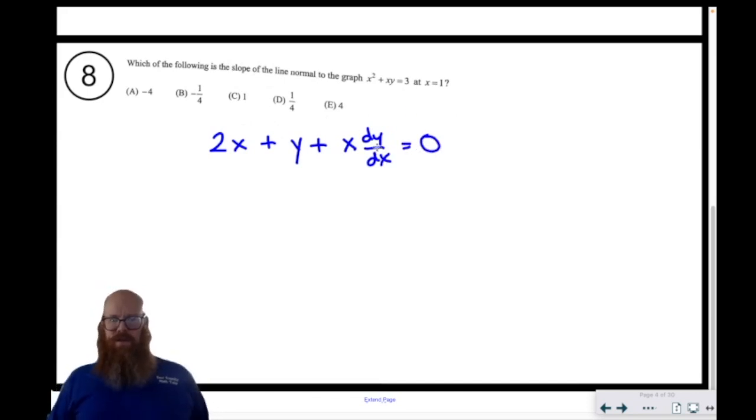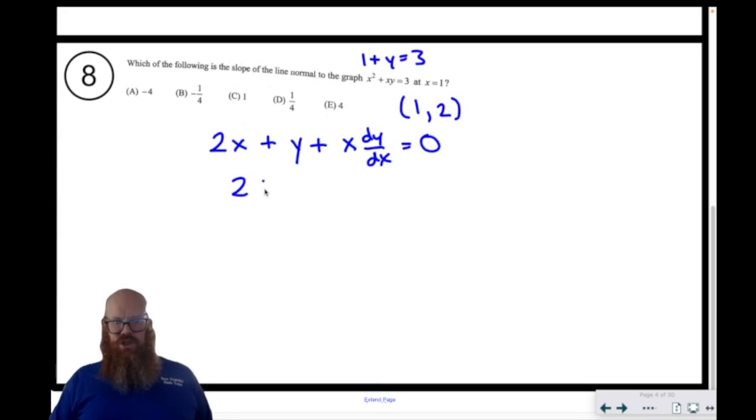And I want the slope. So I'm going to plug in. I need to find the point. So I'm going to say 1 comma what? I'm going to figure that out here. So 1 plus y has to equal 3. So y is 2. Now I'm going to plug in 1, 2 here. So that's 2 plus dy dx is equal to 0.